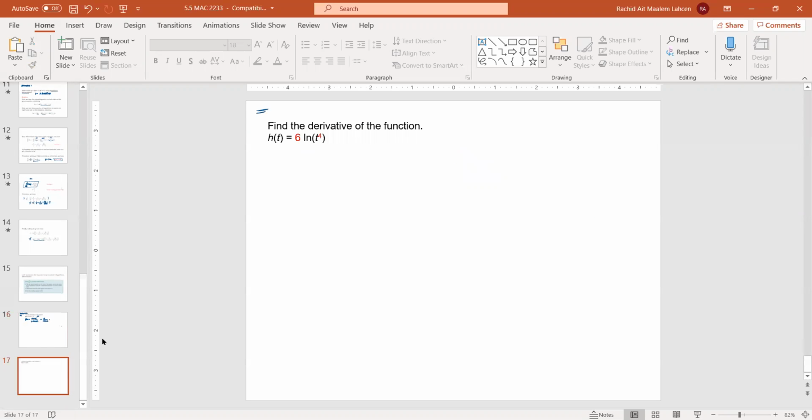And same for number 2. We have a multiple. So h prime of t is going to be this multiple here, and we're going to do the derivative of the inside over itself. So it's going to be 24 over 6 times 4, and t cubed will cancel with t cubed from here, and you'll have 1 over t left.